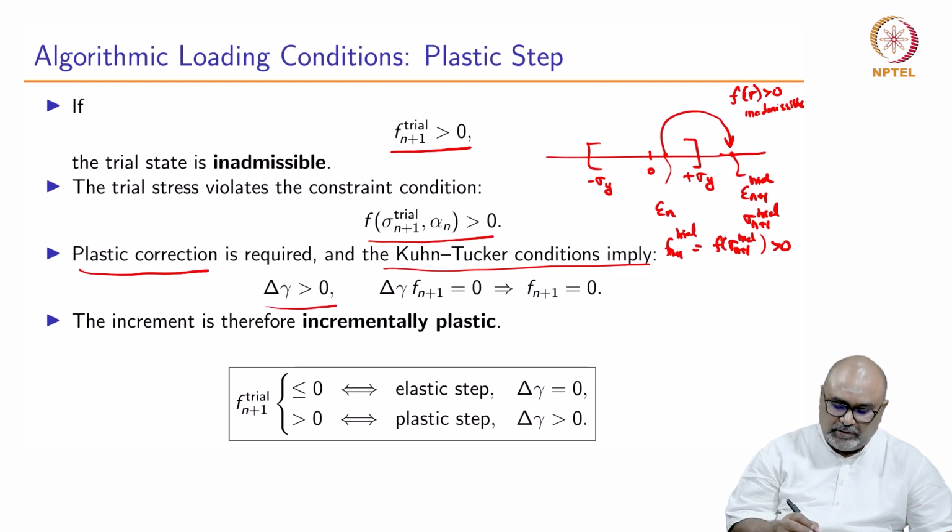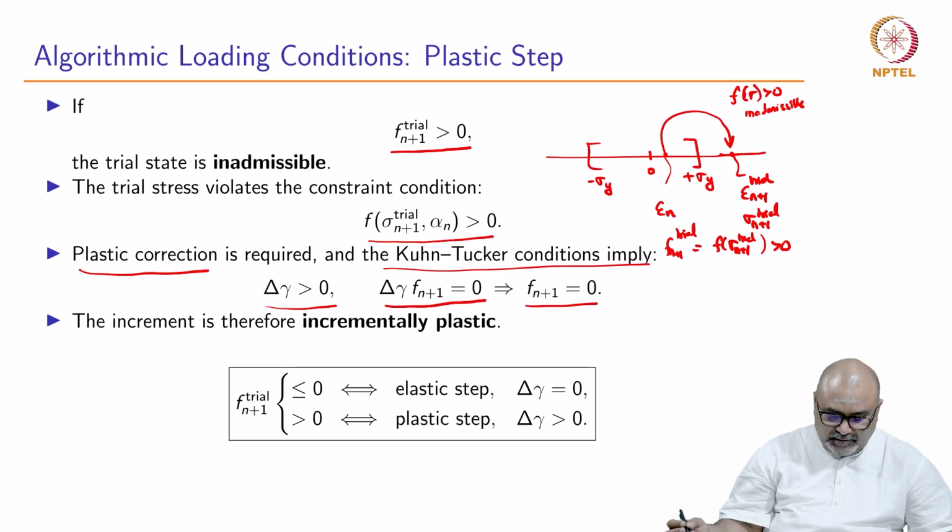There is going to be delta gamma times Fn plus 1 must be equal to 0, or Fn plus 1 must be equal to 0. So, the increment is therefore incrementally plastic.